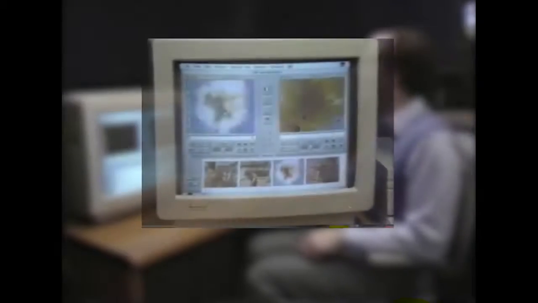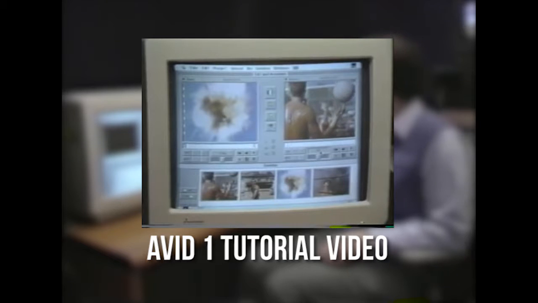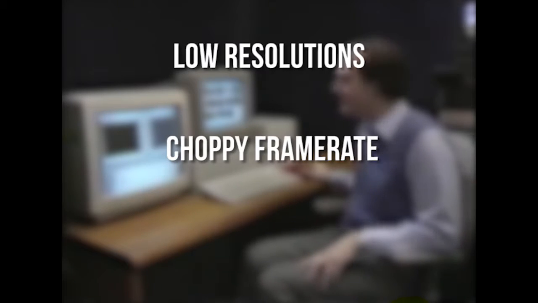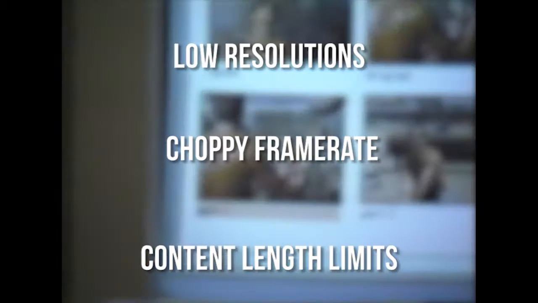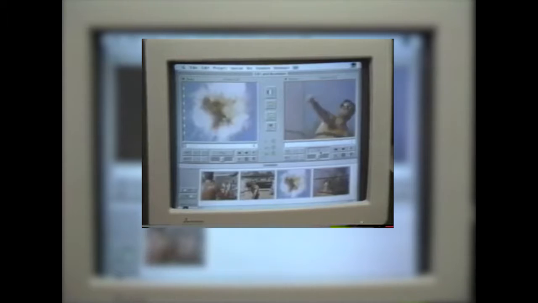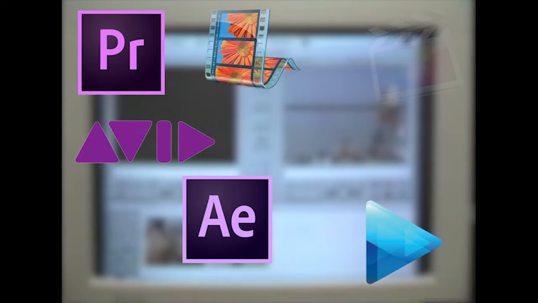The dawn of the computer age brought about a rapid increase in the development of technology, one of these being a piece of non-linear editing software named the Avid One. The software itself had a myriad of limitations ranging from its low resolutions, choppy frame rates, and content length limits, to name a few, but it was a pioneer in the industry, giving filmmakers an immense amount of freedom when it came to the editing of footage, and brought about the subsequent mass of non-linear editing software we can choose from today.